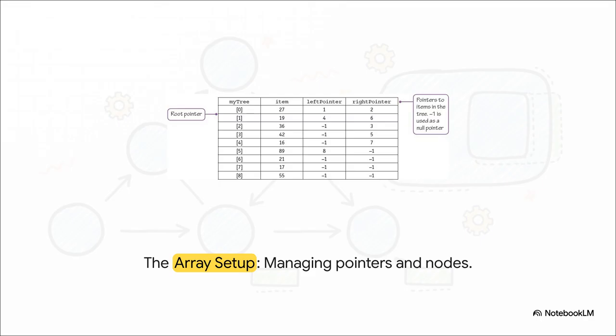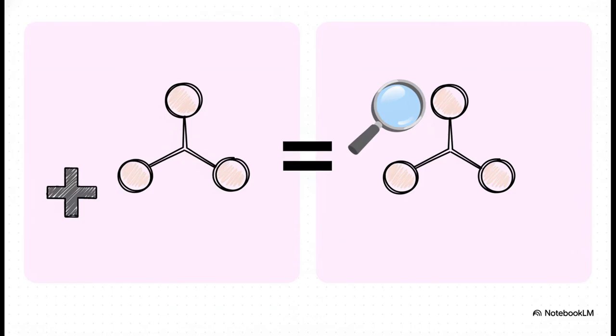And hey, see those negative ones? That's what we call a null pointer. It just means we've hit the end of the branch. No more children. Now here is absolutely the best news for you. Inserting a node and searching for a node, they use the exact same logic. That whole left for smaller, right for larger rule works perfectly for both building the tree and searching through it. You only have to learn it once.